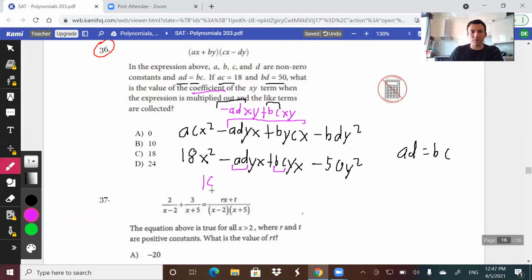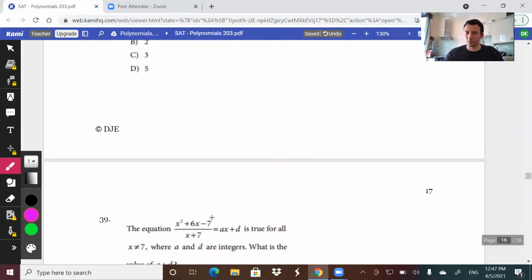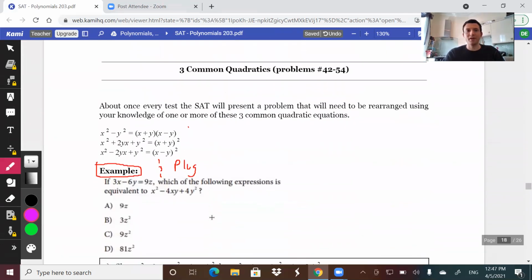So in the end, we would have 18x squared plus 0 yx, minus 50y squared. So in this case, what's the coefficient when everything's multiplied and like terms are collected? The coefficient would be 0. A lot of good challenging problems on this section, but we need to march on.